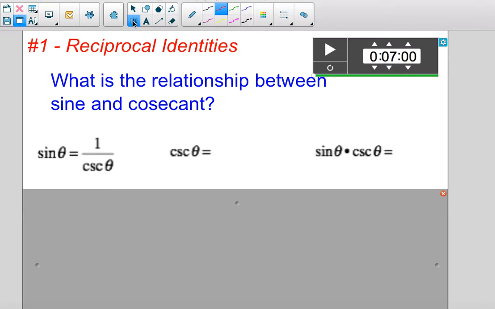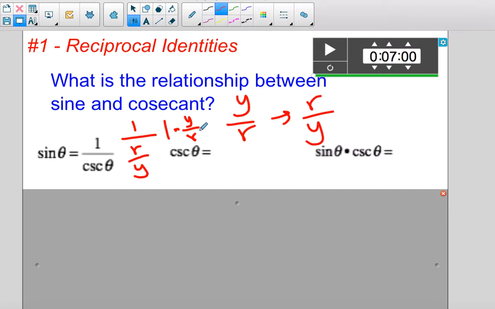You could think about it in terms of sine being y over r, and cosecant being r over y. That just shows you that the two are reciprocals of each other. So if you know that sine is 1 over cosecant, which is the same thing as 1 over r over y, you could rewrite that as 1 times y over r instead of dividing by r over y.